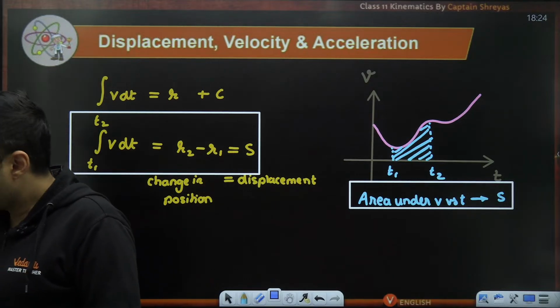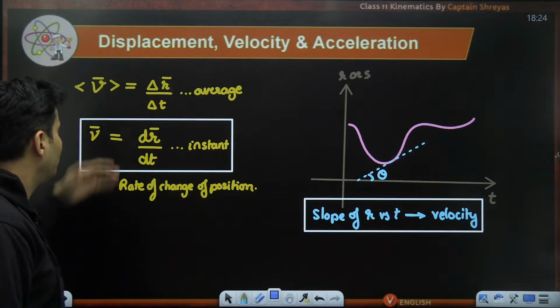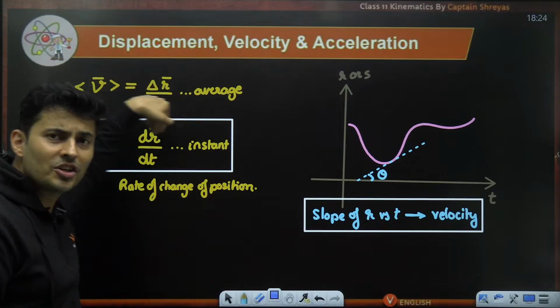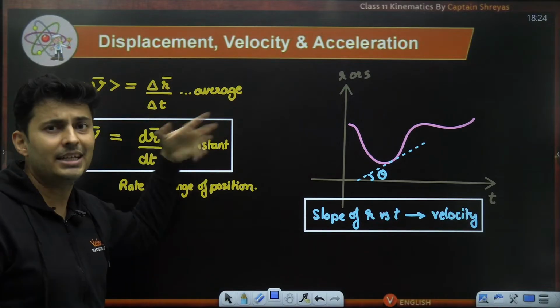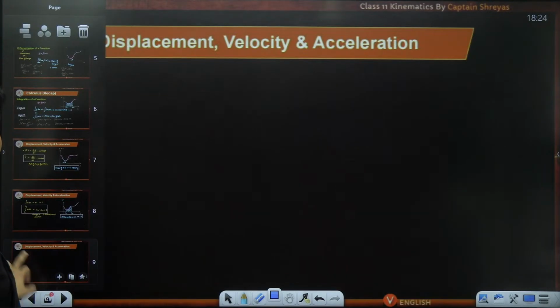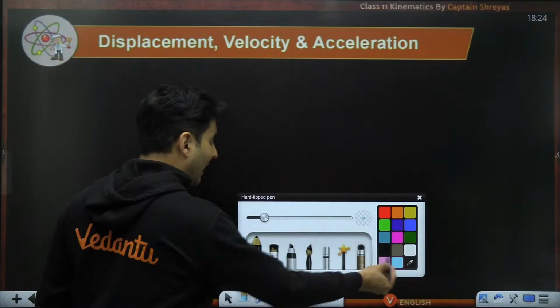Okay, everyone with me on this? So position, derivative, velocity; velocity, integration, position, because integration is anti-derivative. Okay, sir, fair enough. Sir, then shall we do acceleration also?